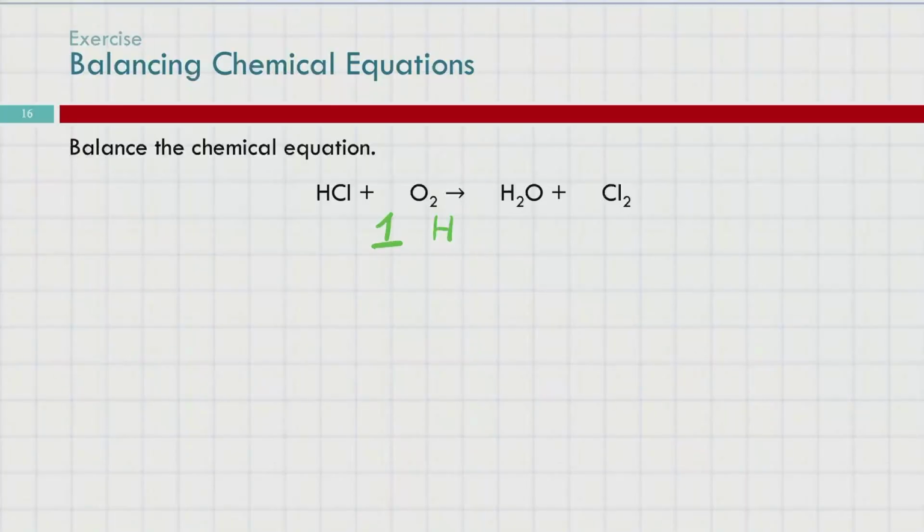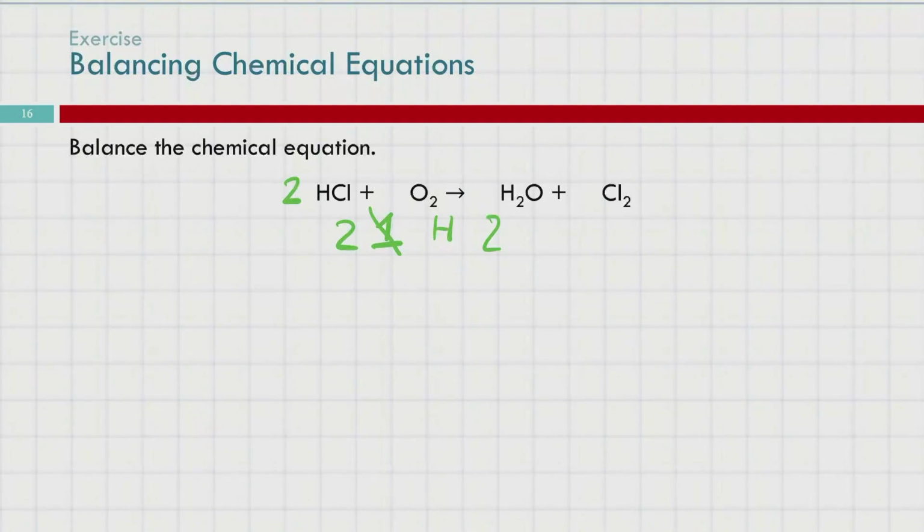Initially, we've got one hydrogen on the left side in HCl, and we have two hydrogens in H2O on the right side. To get those balanced out, we need to add a coefficient, a number in front of HCl of 2. That doubles the amount of HCl's that we have. So now it's 2 and 2 for our hydrogens. Then we can balance everything else.